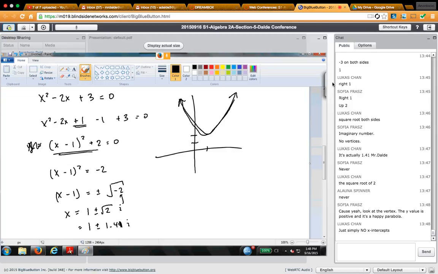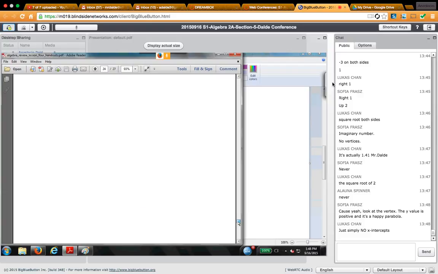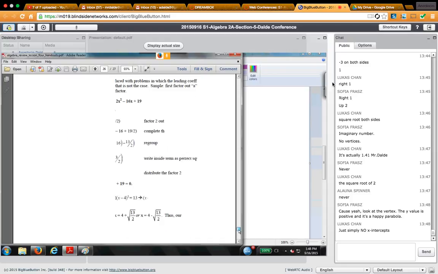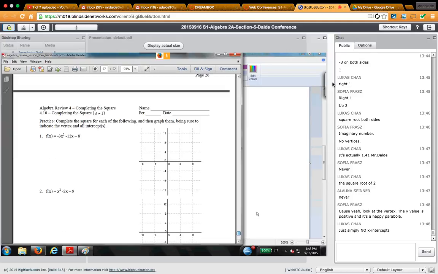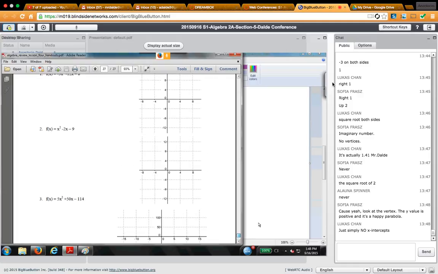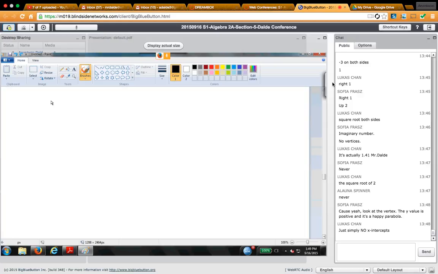There is one last complication to this stuff, and it makes it really hard and really funky. This is the one. Let's do this one. 2x squared minus 16x plus 19, f of x.